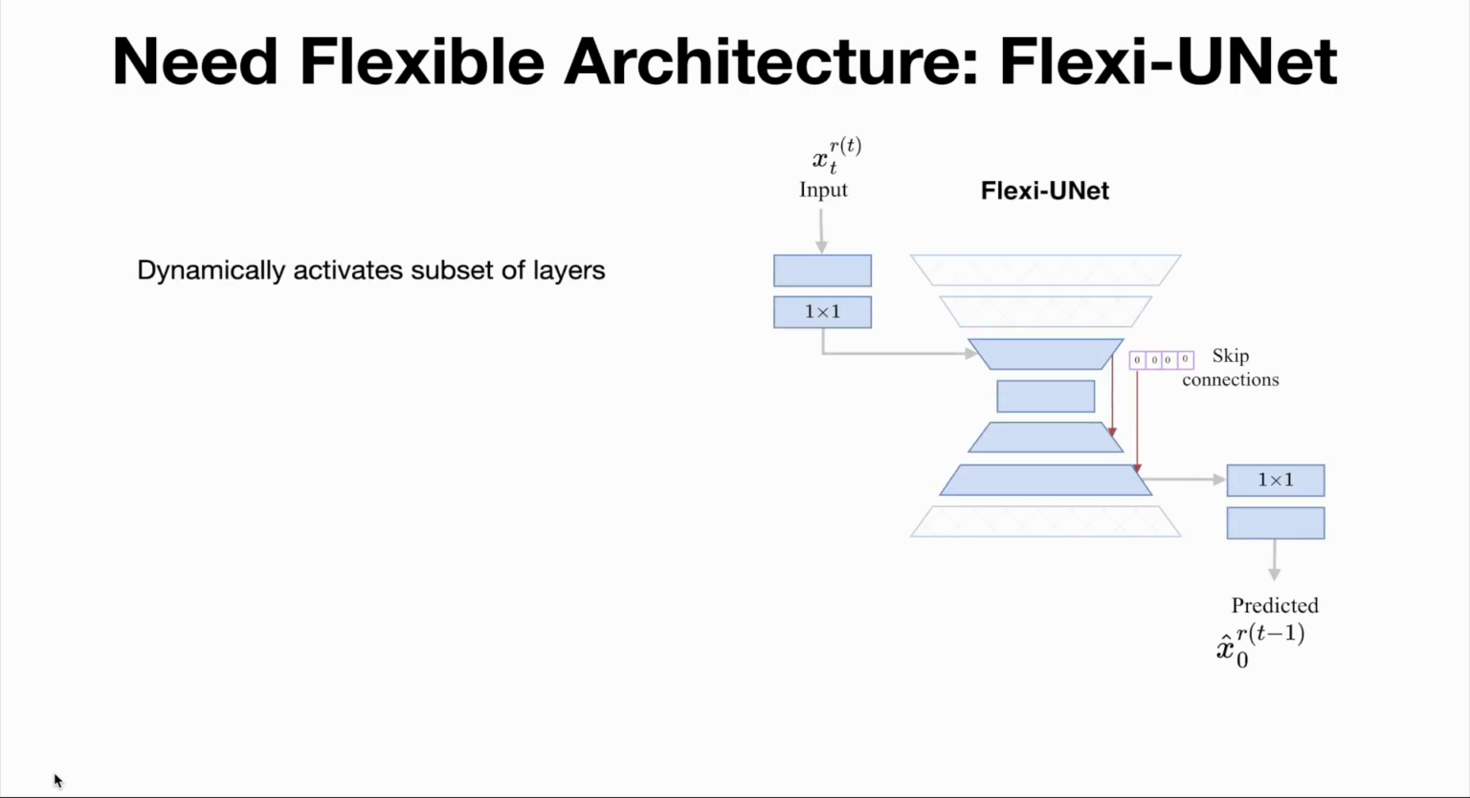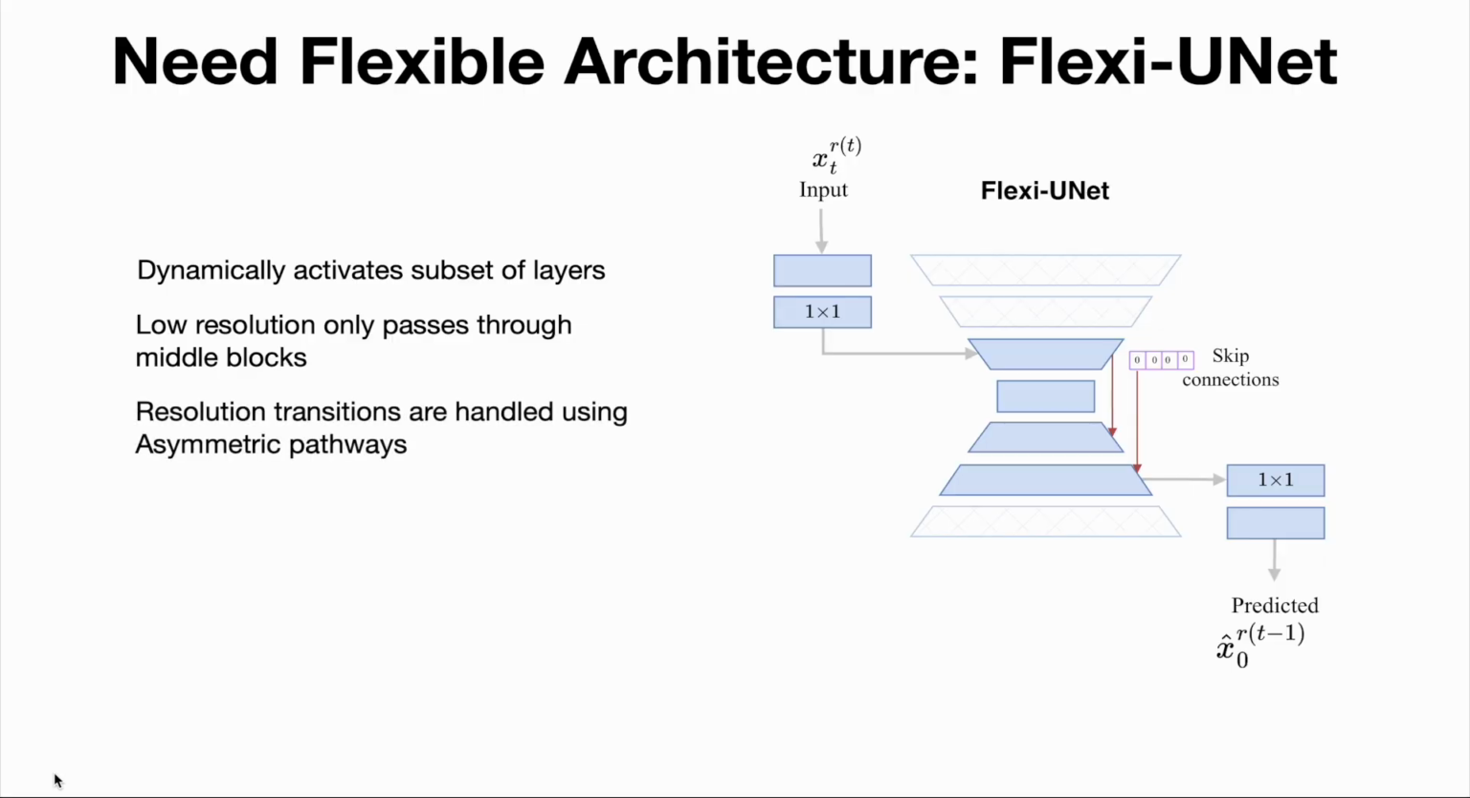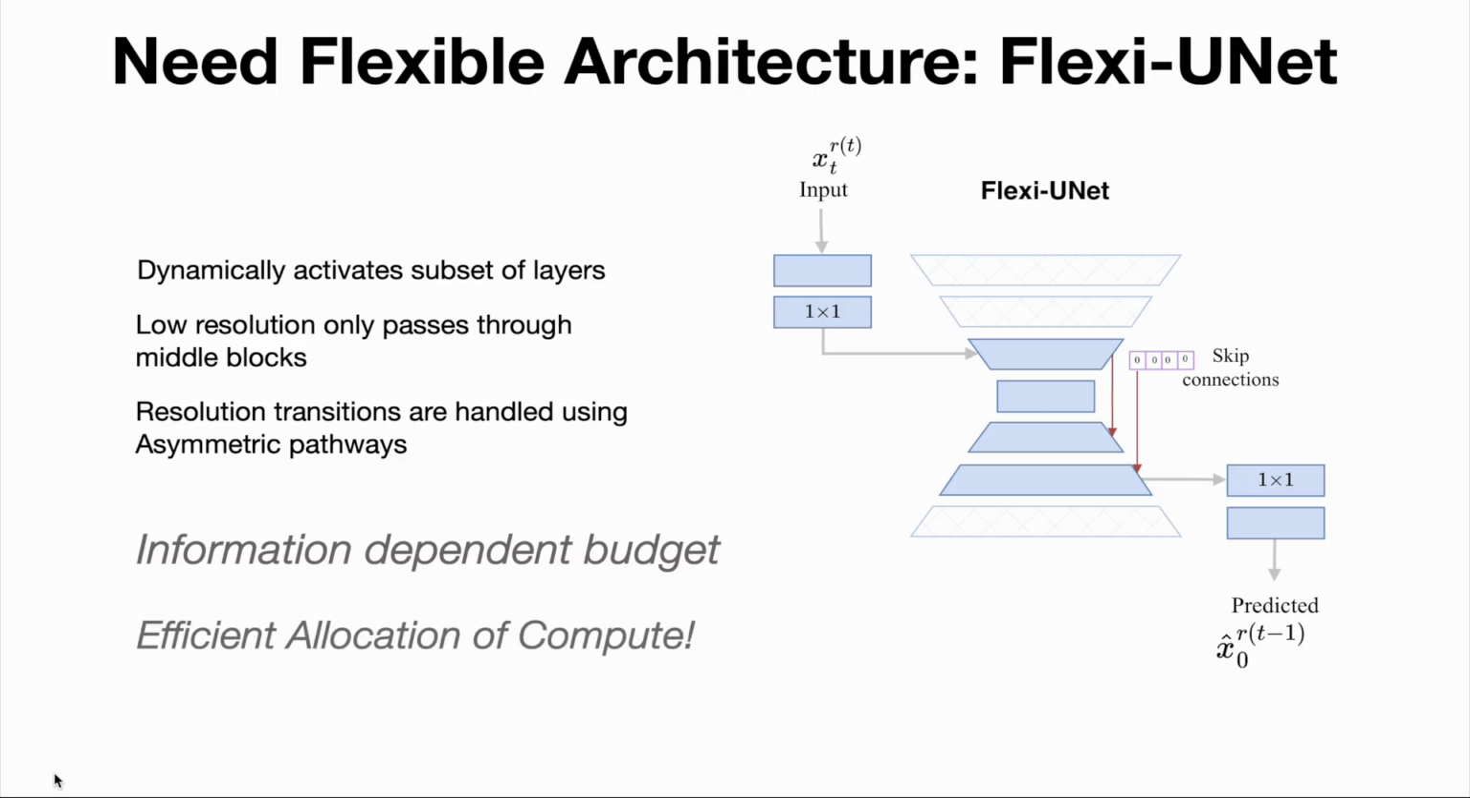Introducing Flexi-UNet, which dynamically activates resolution-dependent subsets of layers. Low-resolution inputs are only processed through the deeper blocks, and the resolution transitions are handled via asymmetric pathways. In this way, we encourage setting resolution-, or rather information-dependent, compute budgets for efficient allocation of compute.